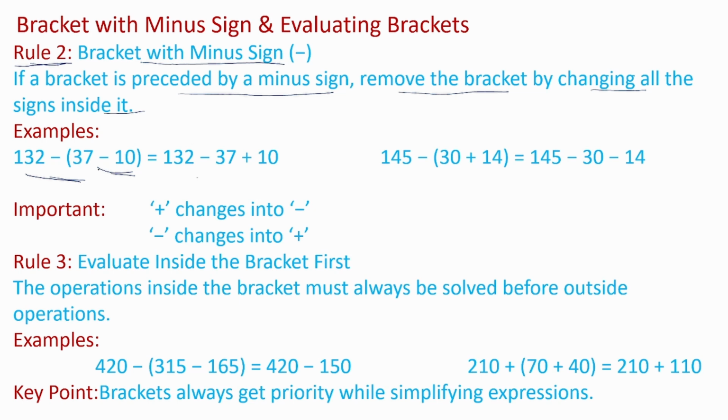132 - (37 - 10) is equal to 132 - 37 + 10. And the second example is also the same. 145 - (30 + 14) is 145 - 30 - 14. So basically the minus sign changes every sign inside the bracket. Plus changes into minus, minus changes into plus.